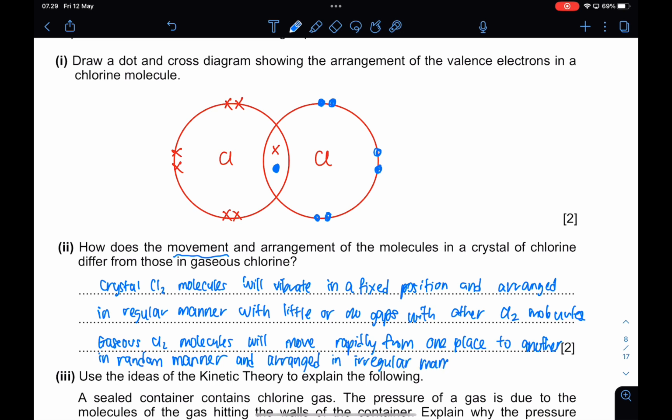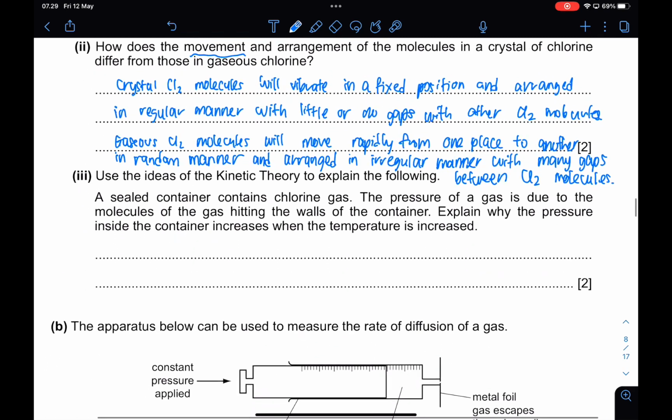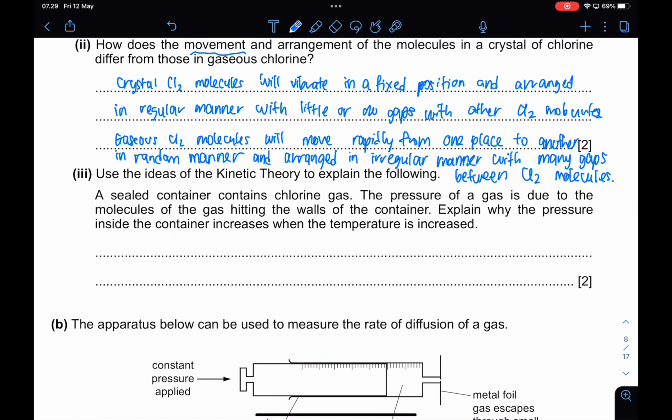And arranged in irregular manner with many gaps between Cl2 molecules. Of course, this is a full version. You can actually simplify whenever you write, but I write the full version. So I can share this document with you. You can read through.